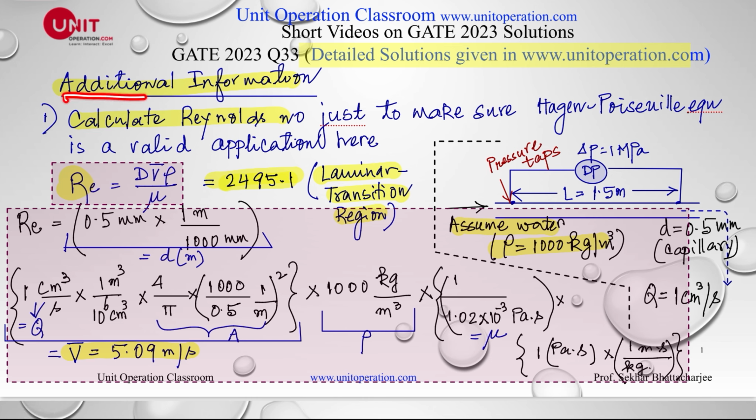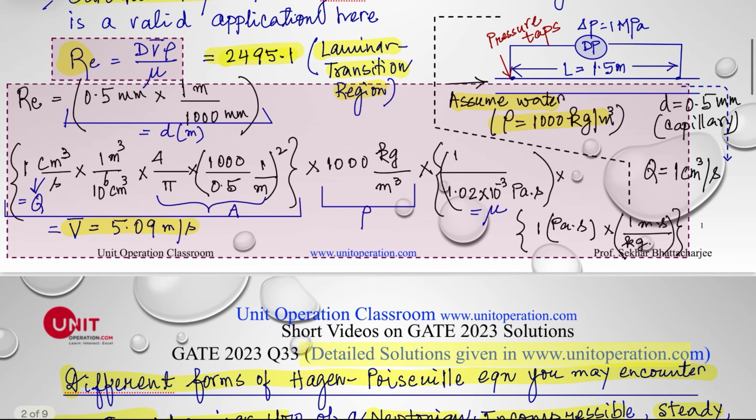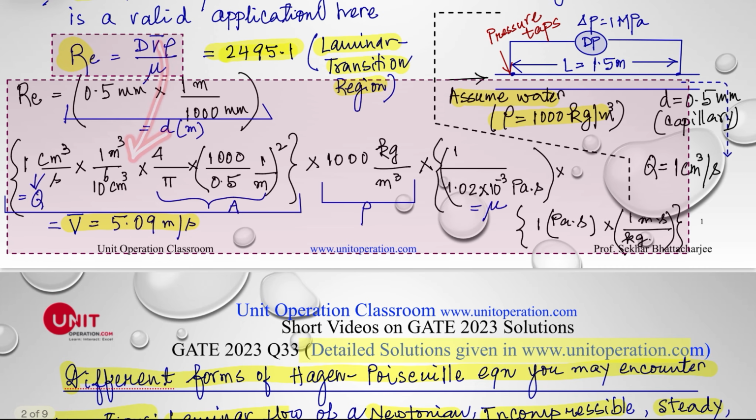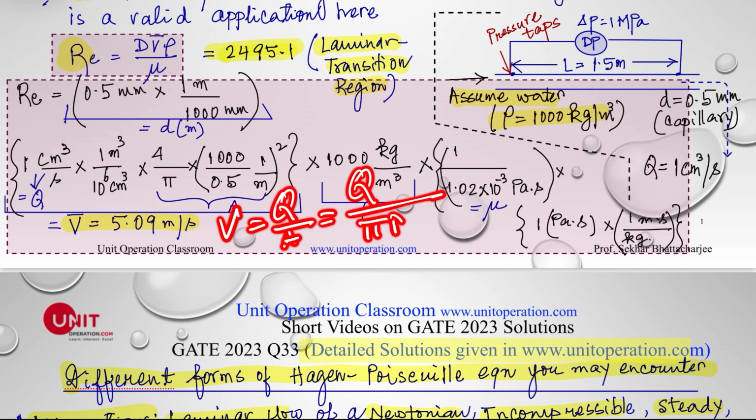The first thing we want to see, with the additional information, is to calculate the Reynolds number just to make sure that this Hagen-Poiseuille equation is a valid one. This is a standard Reynolds number equation. This is, of course, the diameter in meters. This is the flow rate Q, and these are just the area. Because we are putting this for velocity here, we know the velocity is going to be equal to Q by A, which for a circular tube would be Q divided by pi d square over 4. That's what this one is here.